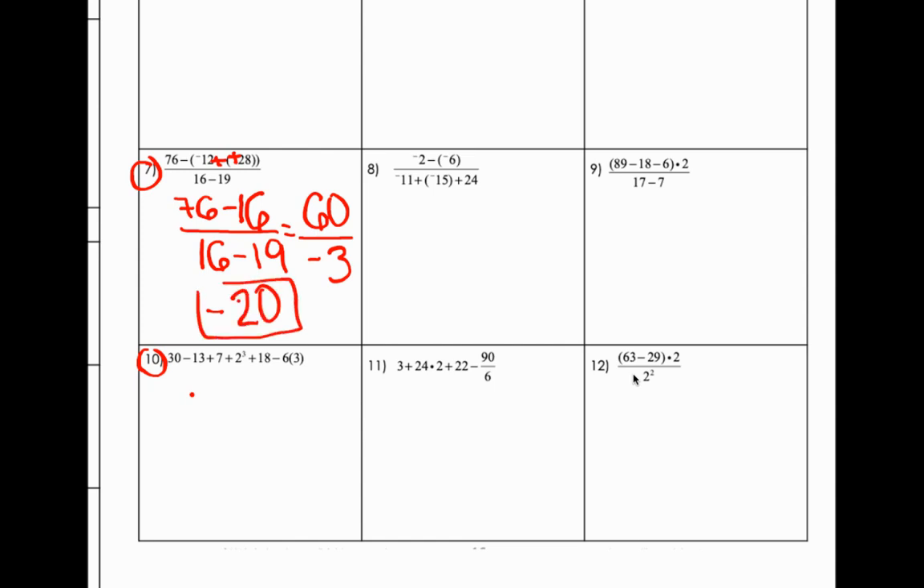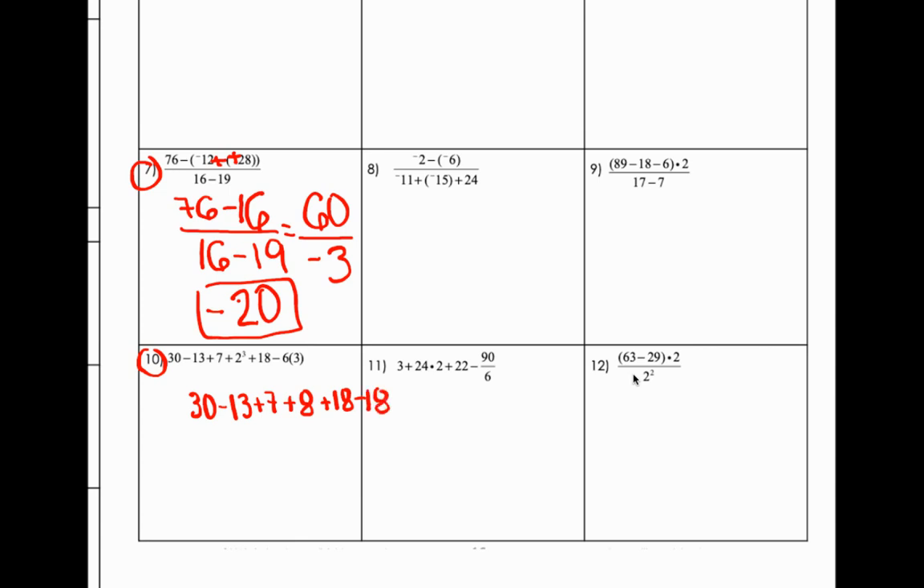So there's that one. This one here, start with parentheses. There's nothing in parentheses other than the 3, but that doesn't count. That's just for multiplication. There's not an operation going on in the parentheses. We do have an exponent, so let's start with that. So we've got 30 minus 13 plus 7 plus 2 cubed is 8 plus 18 minus, we'll go ahead and do that multiplication since that would come next. 6 times 3 is 18.